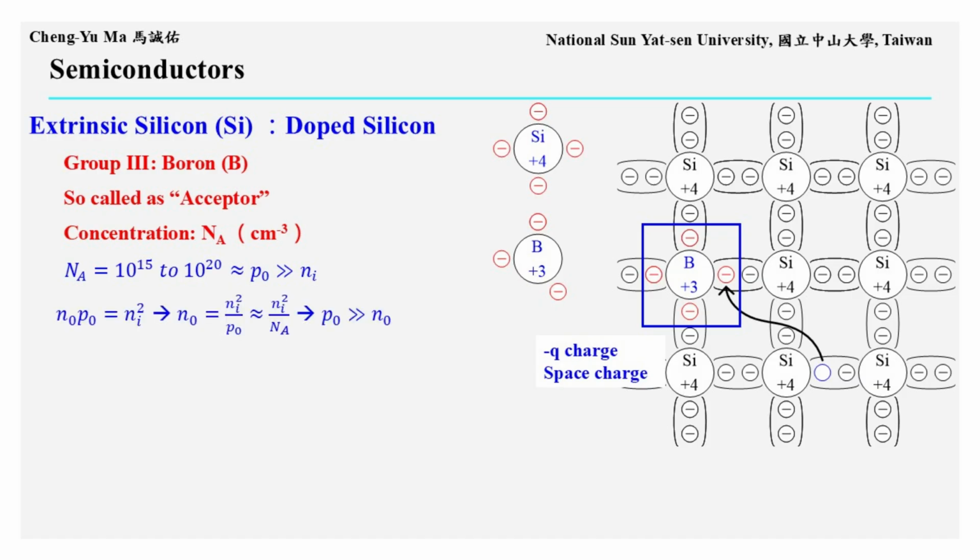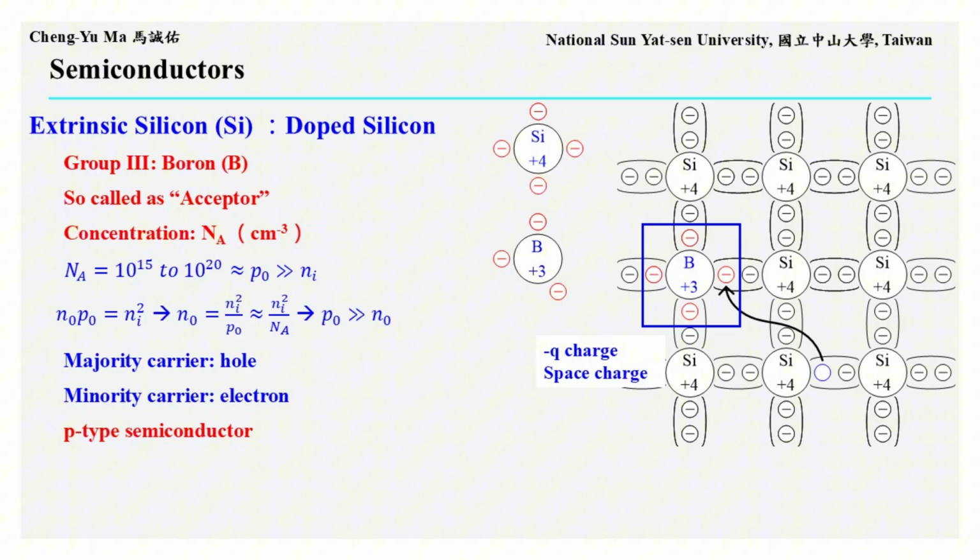As mentioned earlier, under thermal equilibrium, the product of the electron concentration and the hole concentration inside a semiconductor equals Ni squared. This property also applies to extrinsic semiconductors. Therefore, for a semiconductor doped with acceptor concentration Na, its electron concentration is approximately Ni squared divided by Na. Under general conditions, the hole concentration P0 is much larger than the electron concentration N0. Therefore, in an acceptor-doped semiconductor, among the two mobile carriers, electrons in the conduction band and holes in the valence band, holes are the majority carriers, and electrons are the minority carriers.